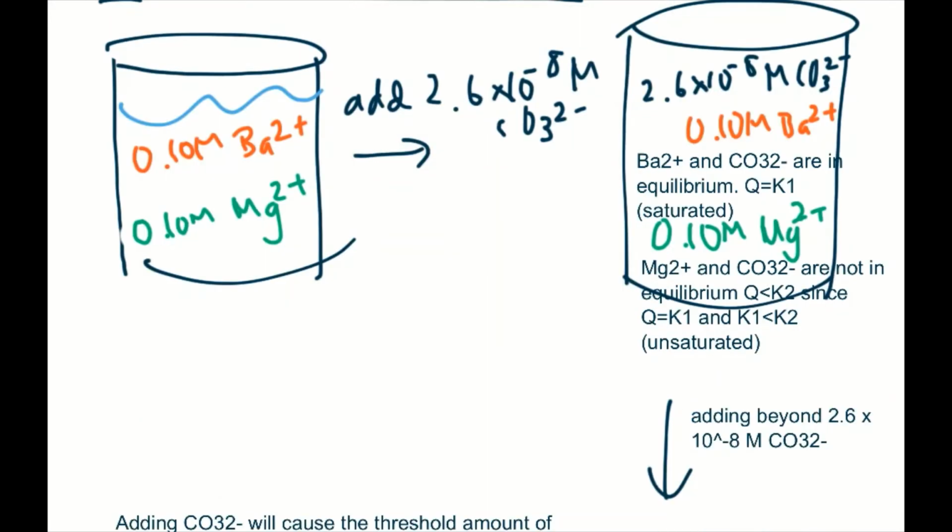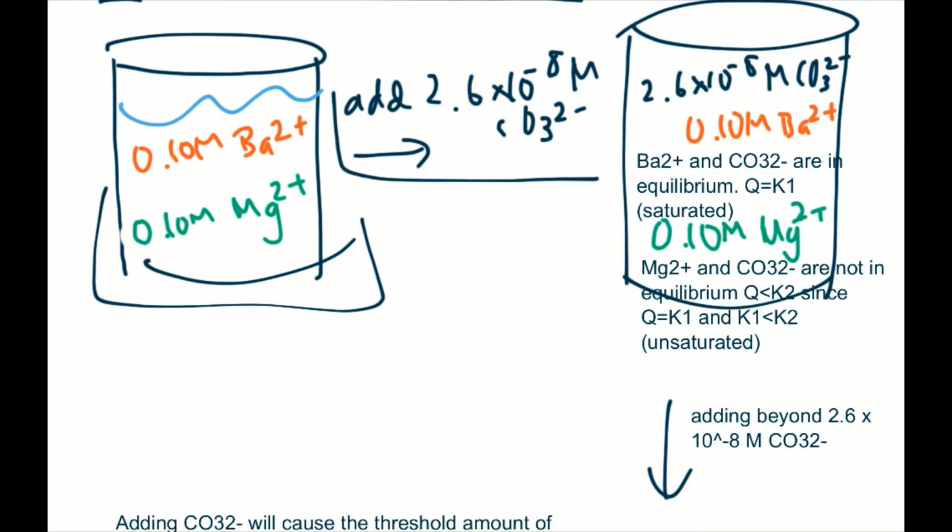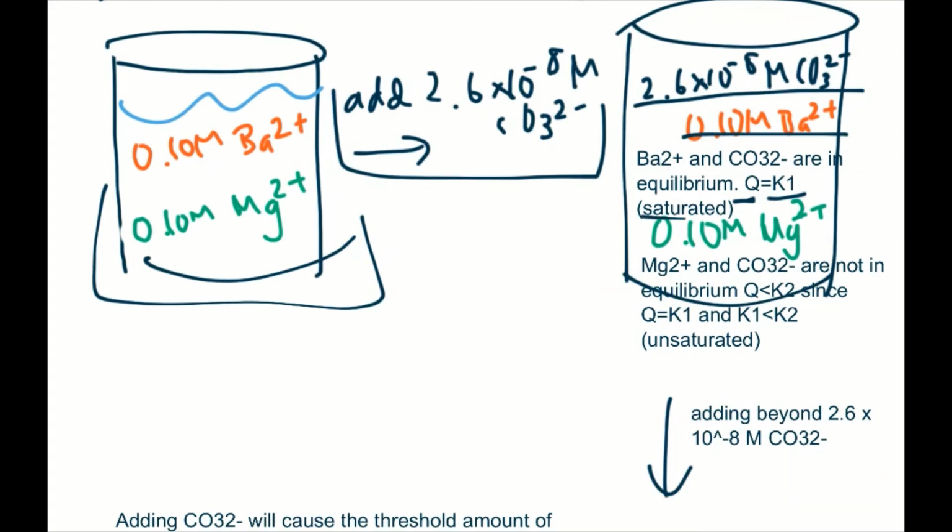So let's check out some pictures to clear up some confusion. We have 0.1 molar of each of the cations, and I calculated this, which we will do later, but you add exactly 2.6 times 10 to the negative 8 molar of carbonate in the form of maybe sodium carbonate, and now you have enough carbonate and enough barium to the point where they are at equilibrium. So the Q value for CO3 2- and Ba2+, when you multiply them together, is equal to the Ksp for barium carbonate. So this means that they hit their limit, okay? Or in other words, they're saturated.